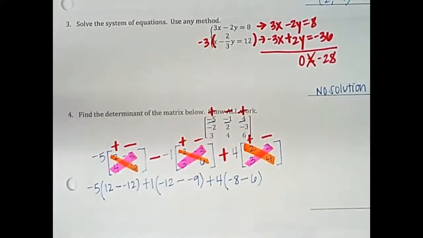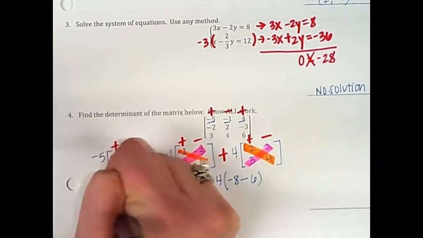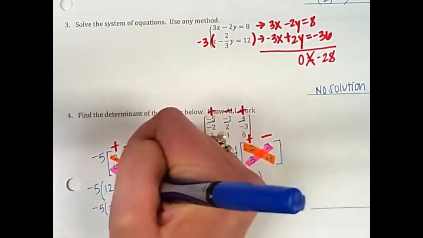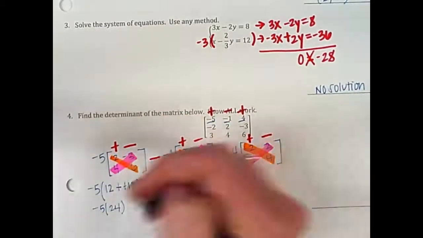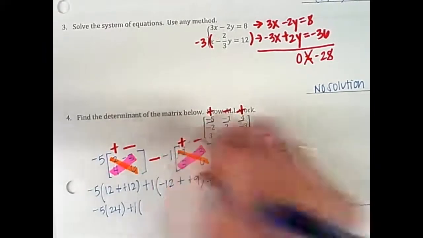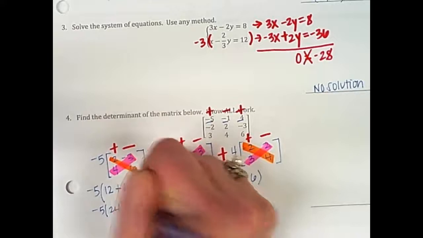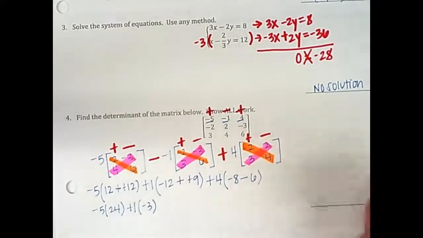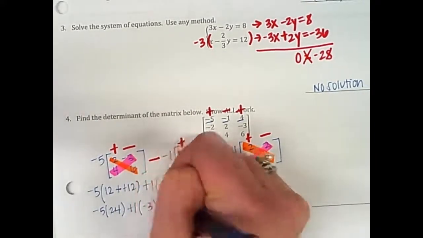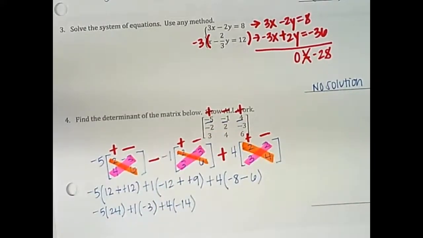And then we just follow our order of operations. So 12 minus a negative 12 gets me 24, because that negative and negative turn to positive. Negative 12 minus negative 9 again changes it to a positive, so we get negative 3. And then negative 8 minus 6 is negative 14. And then we can start multiplying.